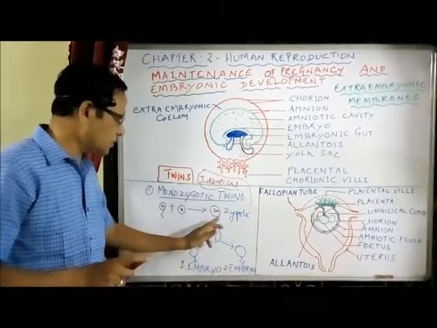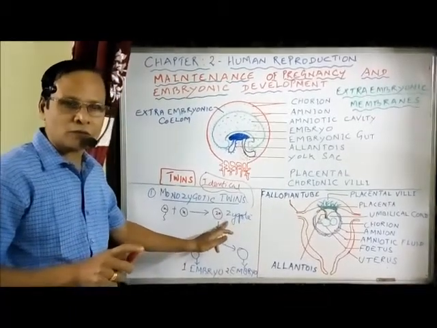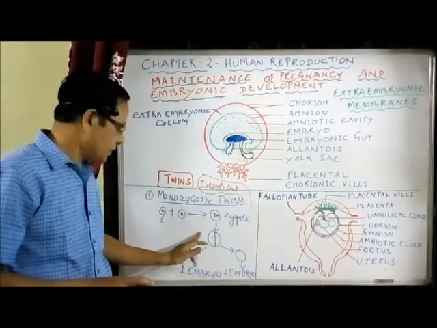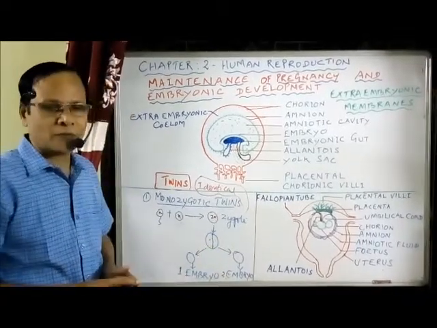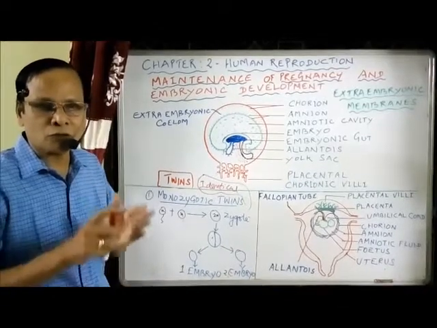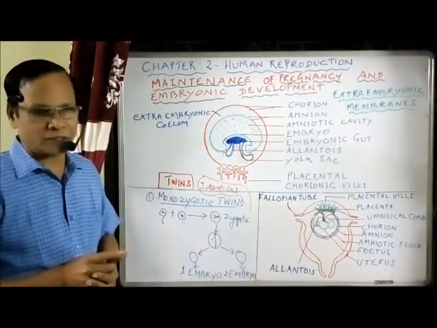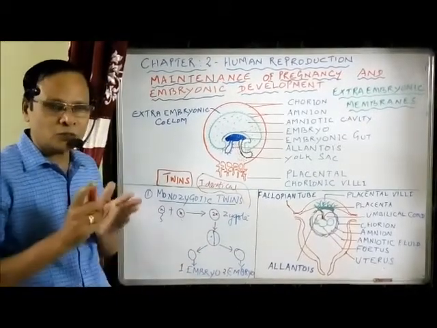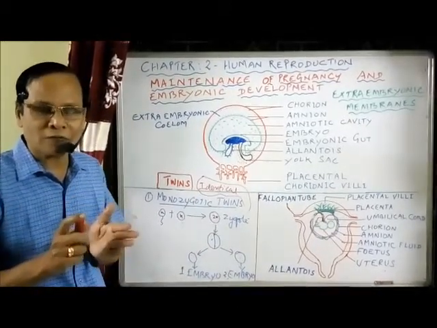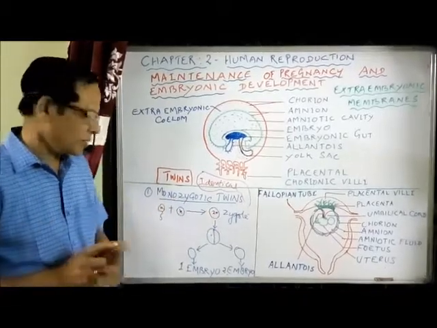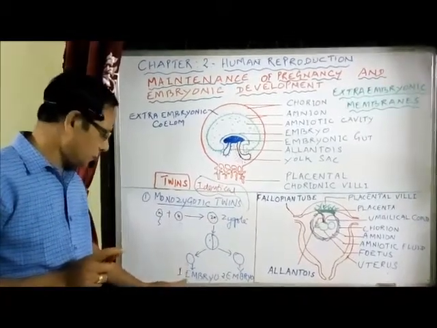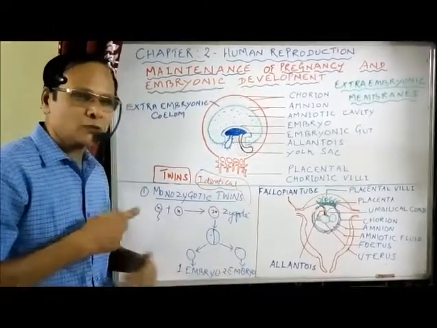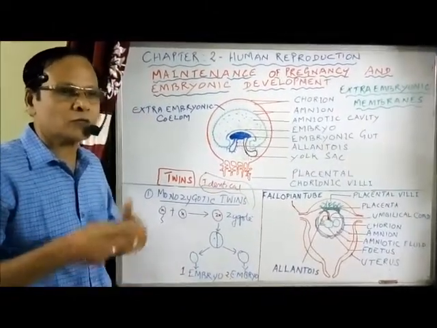The zygote thus undergoes cleavage. At the end of the first division, we have two blastomeres. Normally, the blastomeres do not separate under normal development. But here what is happening? The two blastomeres after first cleavage separate, and each blastomere develops into an embryo. So we get two embryos, and these two embryos develop into twins.